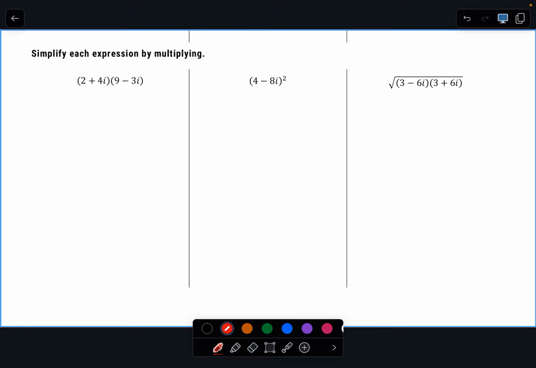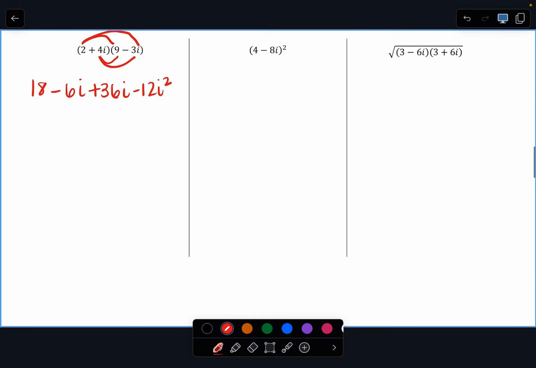Second part is multiplication. How do you think I do this? Double distribute. Thank you, Isabella. We are going to distribute to every single term. What is 2 times 9? 18. What is 2 times negative 3i? Negative 6i. What is 4i times 9? 36i. And then what is 4i times negative 3i? Negative 12i squared. There we go.